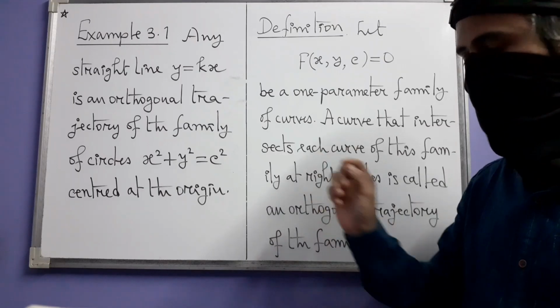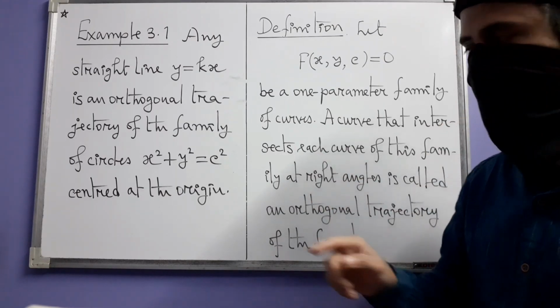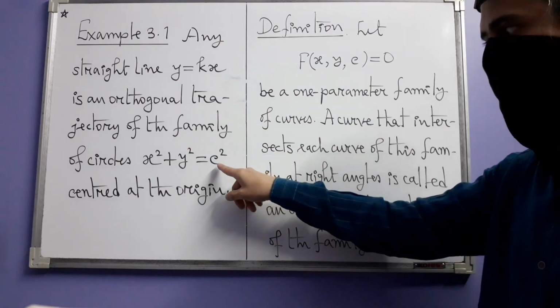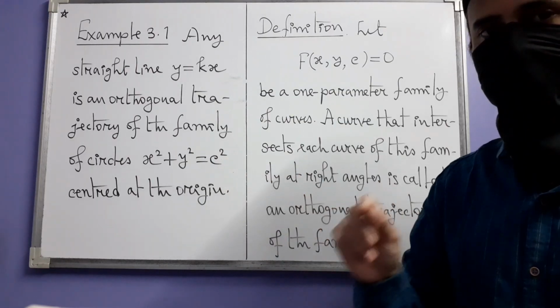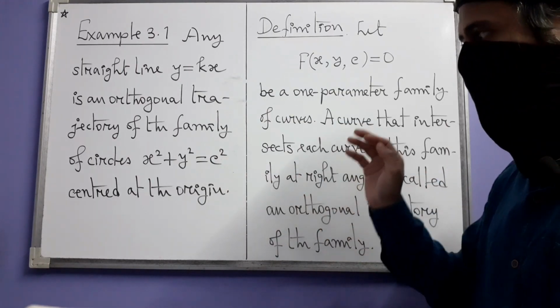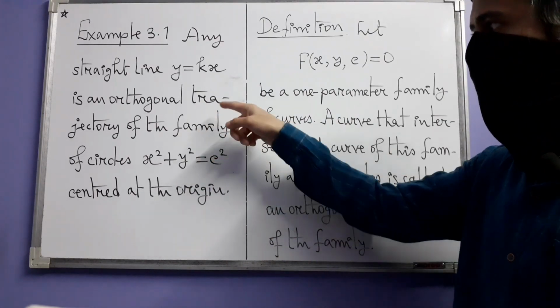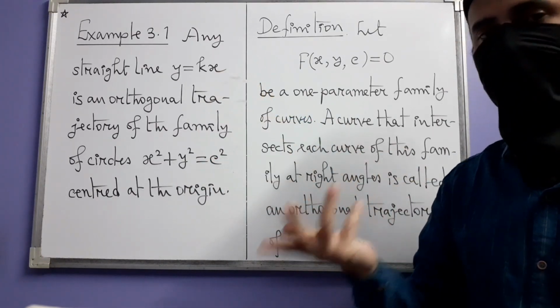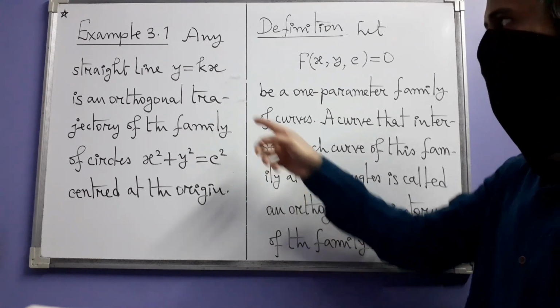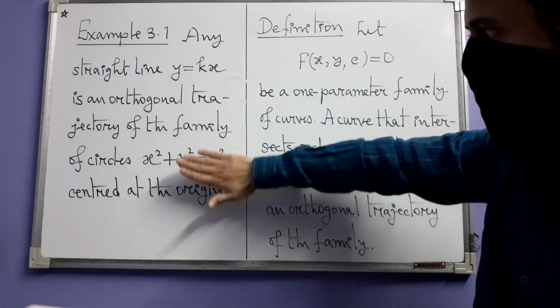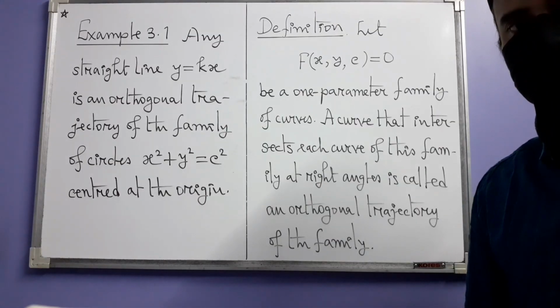It intersects each one of them at 2 points provided that the radius is positive. There of course is one degenerate case which corresponds to c equal to 0. But other than that, all the members of this family intersect this line, or rather the line intersects, same thing actually, all of them at right angles. So this is one orthogonal trajectory of this family.